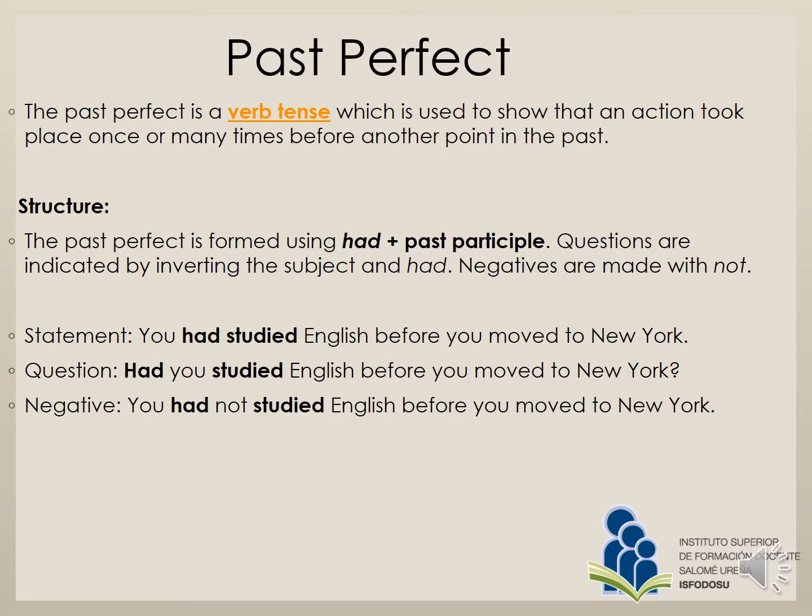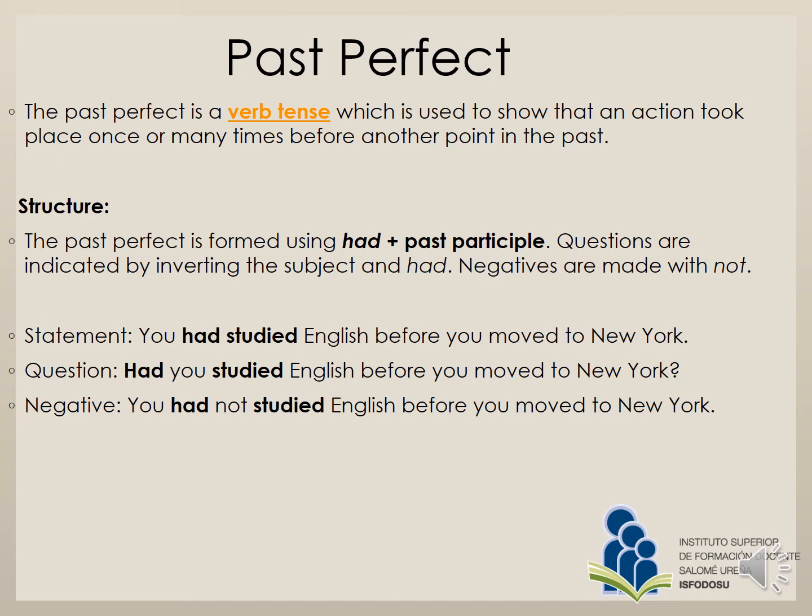Past perfect is a verb tense which is used to show that an action took place once or many times before another point in the past. So this means that we are talking about actions in the past, but we want to specify what action happened first. Remember that all the actions are in the past, but when we use the past perfect, we clarify or specify what action happened first.